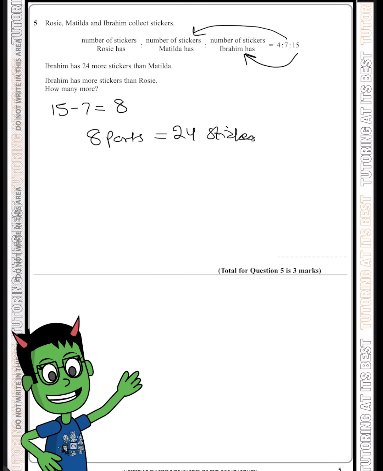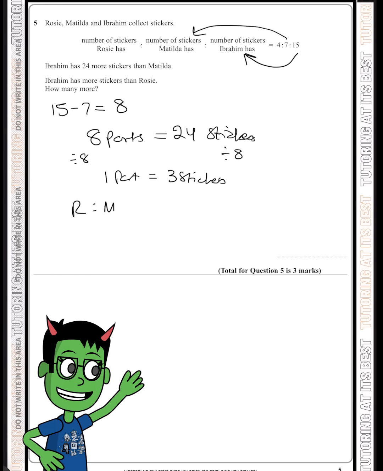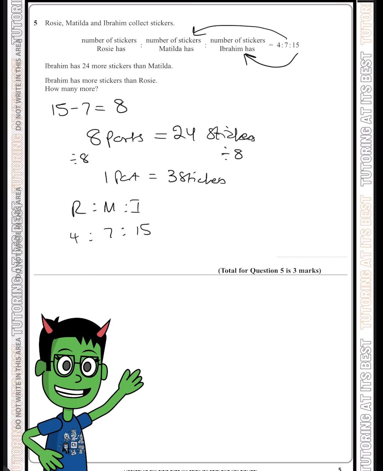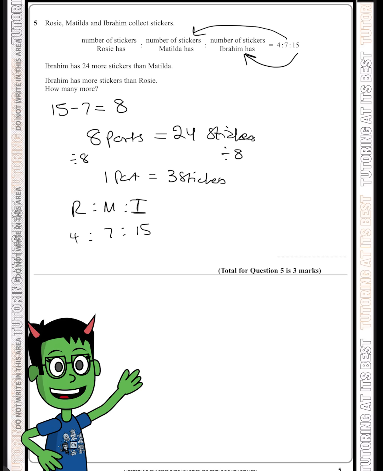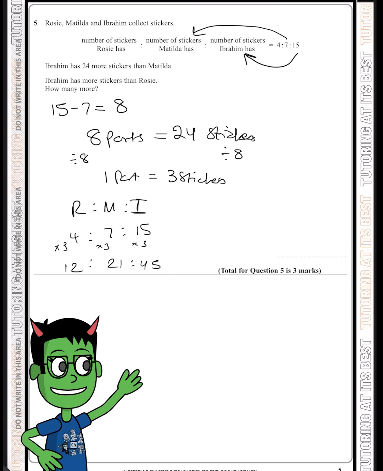So on the basis of that, let's calculate one part. So we will divide both sides by 8. So we get one part, which equals 3 stickers. On the basis of this, we now know that Rosie to Matilda to Ibrahim is going to be 4 to 7 to 15, as they've stated above. And then we'll times all this by 3 because one part is 3 stickers. And that there gives us 12, 21, and 45.